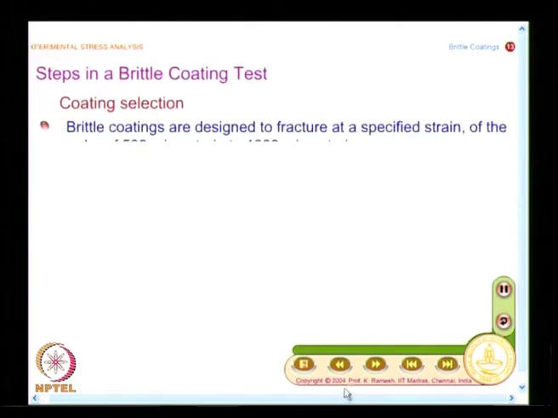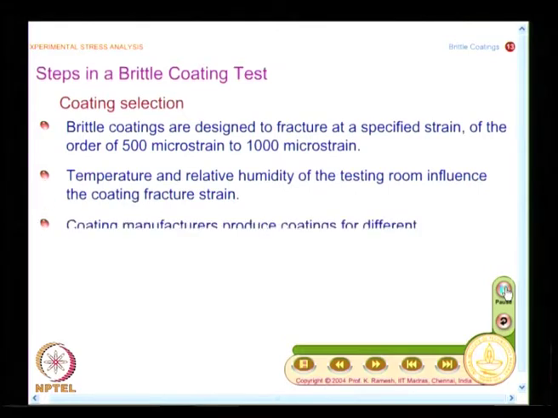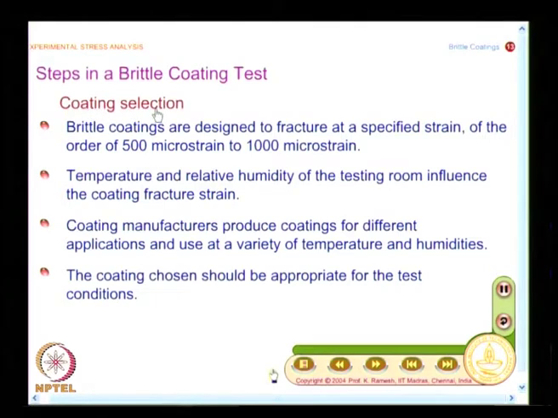And once you come to a brittle coating test, the first step that you need to do is to select a coating. If you look at any brittle coating test, any supplier who supplies coating gives a different set of coatings for a variety of temperatures and humidities. So, depending on your test conditions, you have to choose a coating that is appropriate for them.